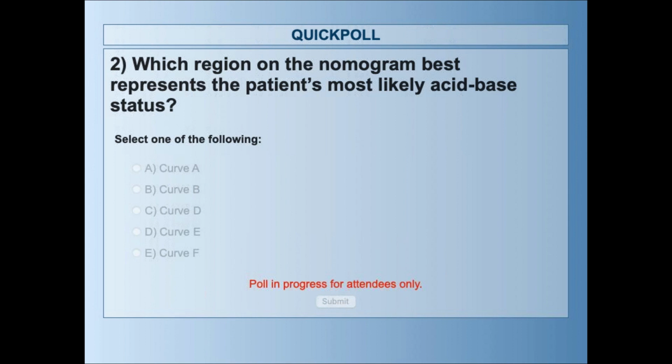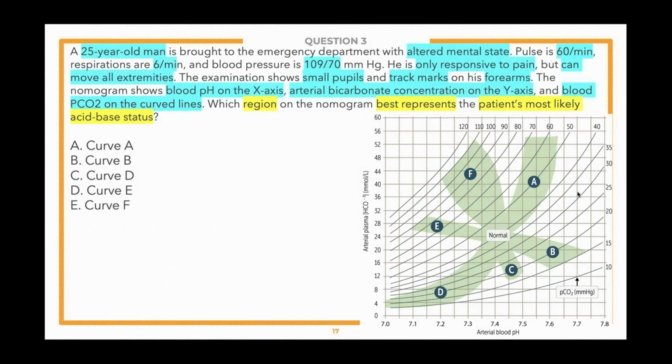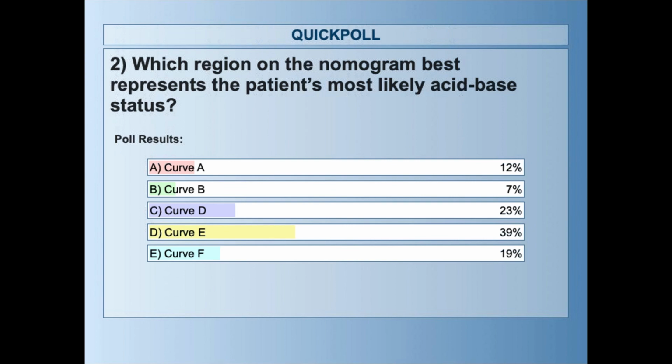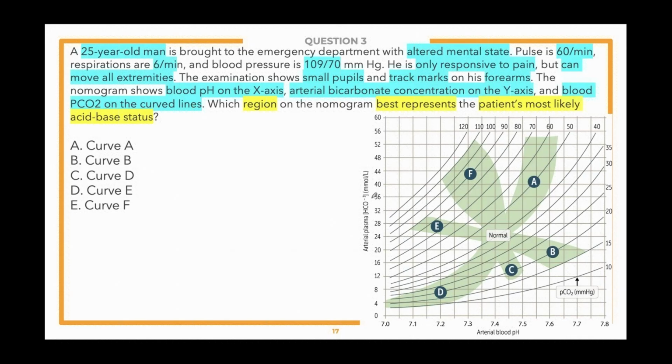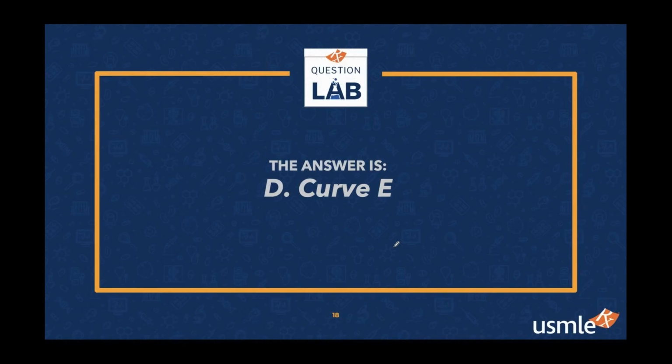All right, well, let's take a look and see what all of you selected. 39% of you selected curve E, and in second place, we had curve D. So let's take a look and see what the correct answer is. And the correct answer is indeed answer choice D, which is curve E, and 39% of you got it right. So great job. Let me hand it off to Pars.